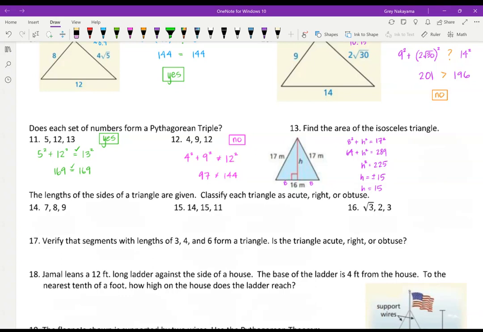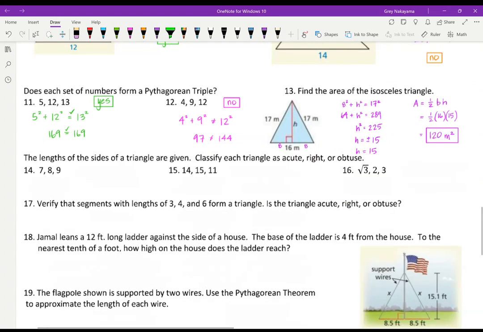But I have to find the area. And the area of a triangle is 1/2 the base times the height. So my base is 16 and my height is 15. So when you multiply that out, you get 120 square meters.